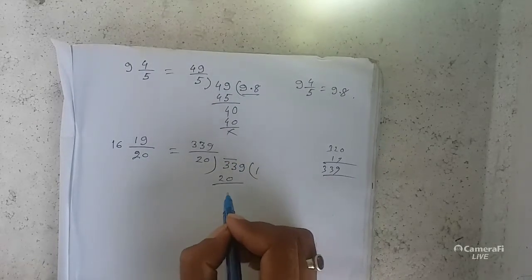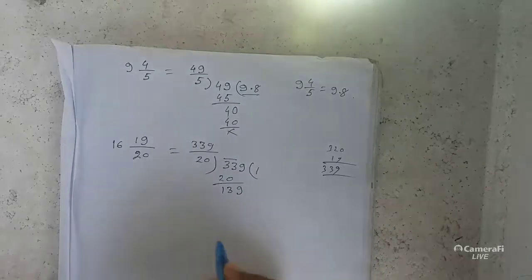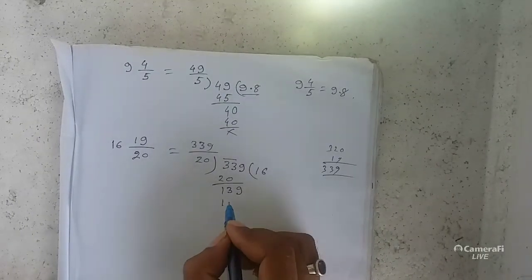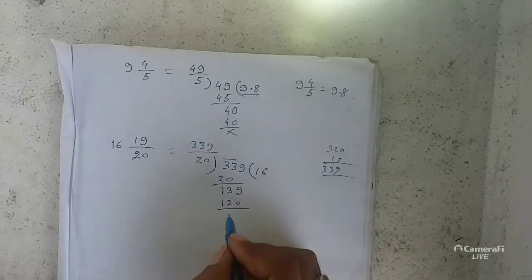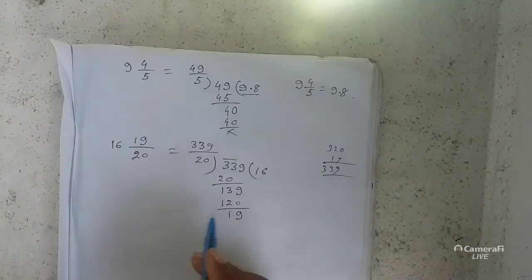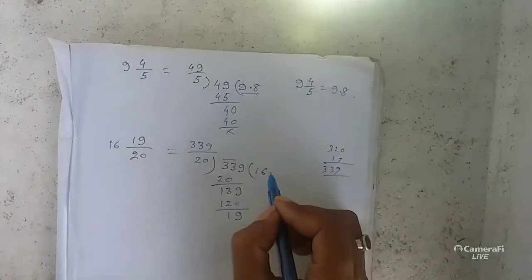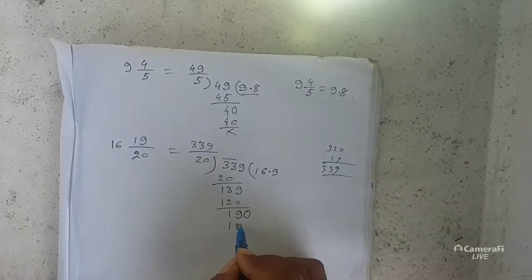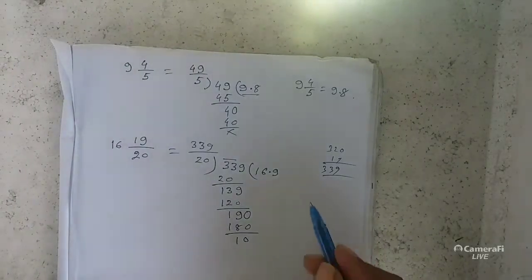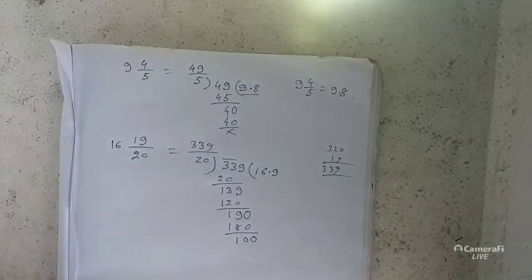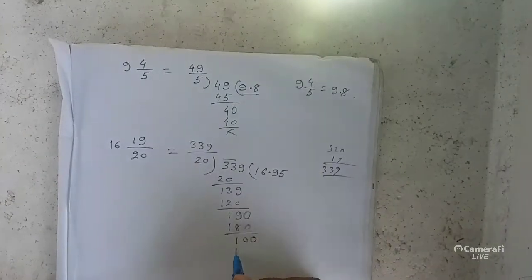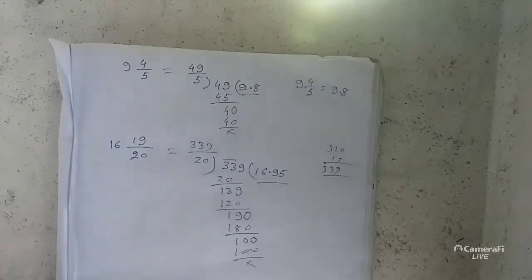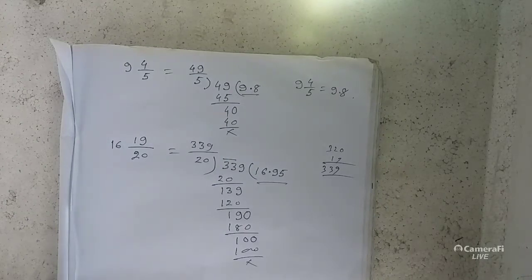Now, convert it into decimal by dividing. 20 times 1 is 20, subtracting we get 13, take 9, 20 sixes are 120, subtracting we get 19. 19 is less than 20. Now, we will take a decimal and get a 0, 190. In the table of 20, 20 eights are 160, 20 nines are 180, so 9 times 20 is 180, remainder 10. Now, for the decimal again we will get a 0, 100, 20 fives are 100. So, in decimal the number becomes 16.95.